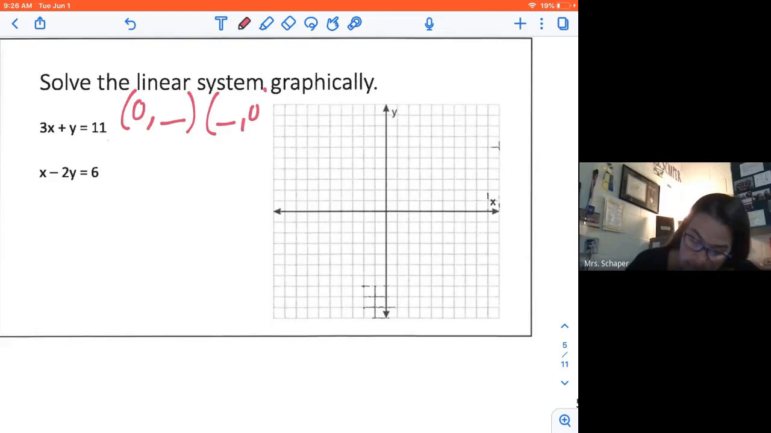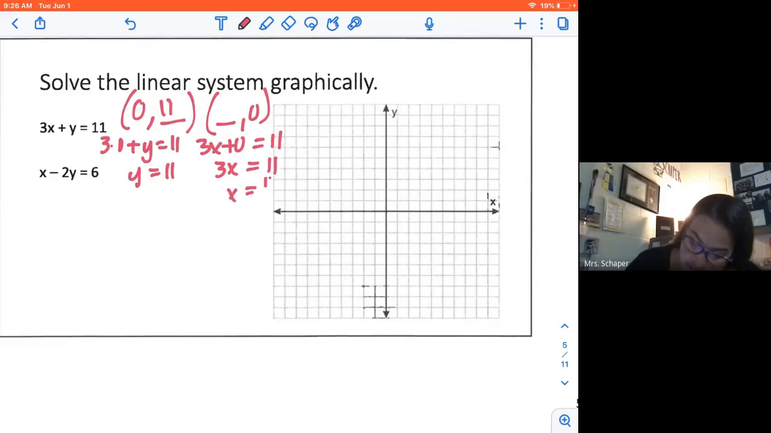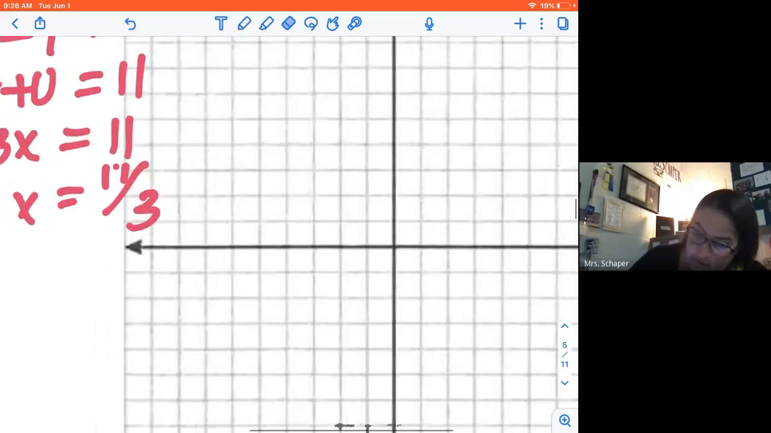Okay. So if x is 0, y is 11, because 3 times 0 plus y equals 11. So y equals 11. Or we can take 3x plus 0 equals 11. 3x equals 11. x equals 11 thirds. Okay, so 1, 2, 3.5. Oops, that's not quite right. 3 1/3, 1, 2, 3 goes about here.